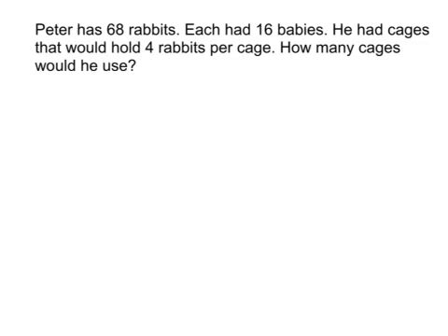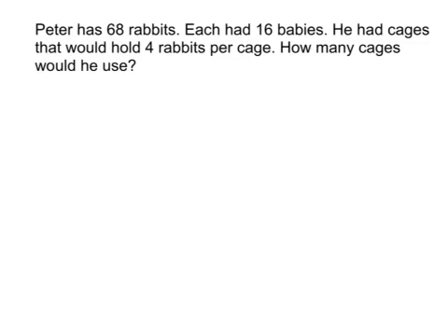Okay, this one's all for you there, team. Peter has 68 rabbits. Each had 16 babies. He had cages that would hold 4 rabbits per cage. How many cages would Peter use? Okay, this is just like the other ones we've done. You have a go by yourself. So press pause now. Work it out yourself in your book, and then let's see how you went.